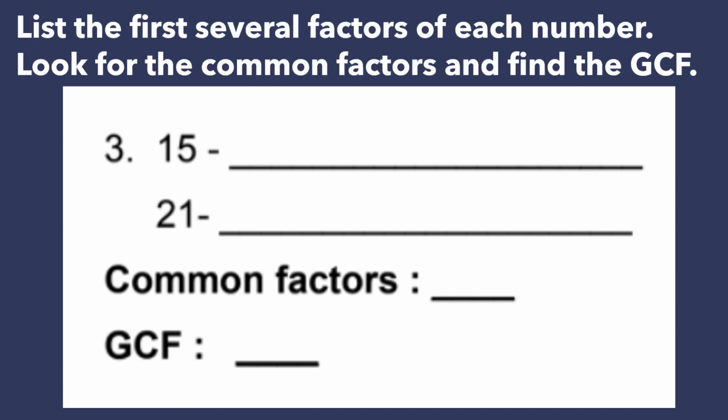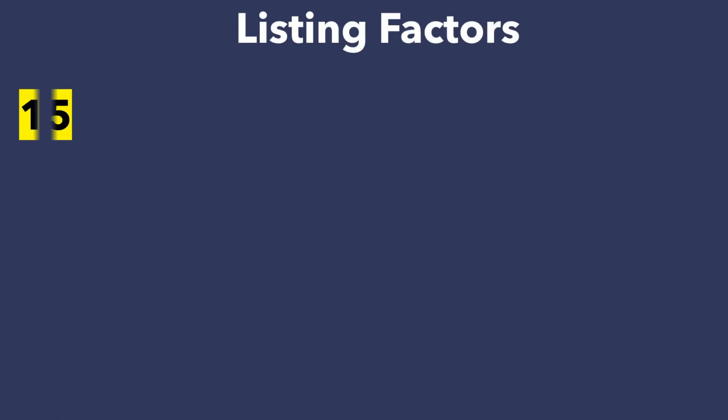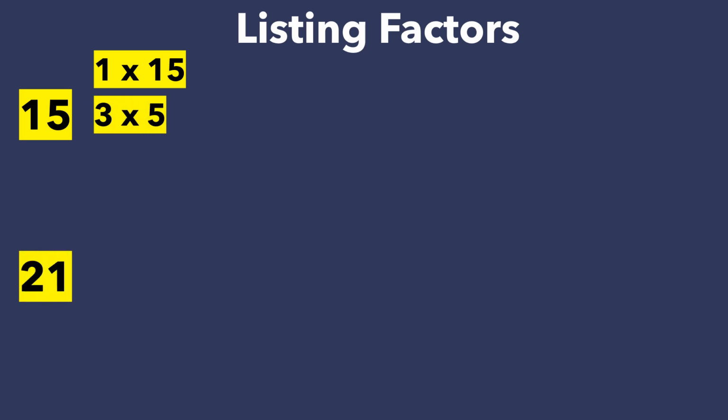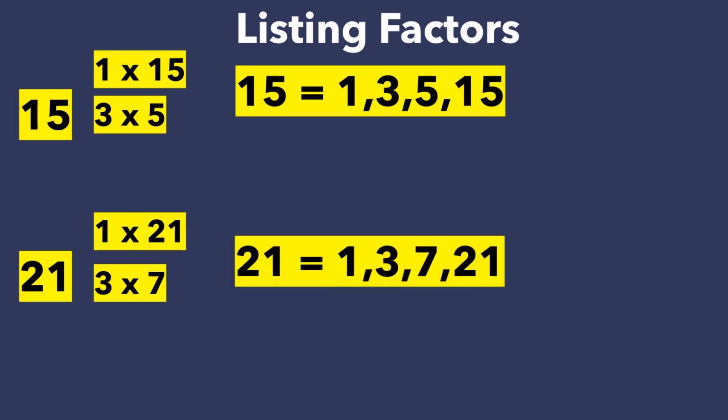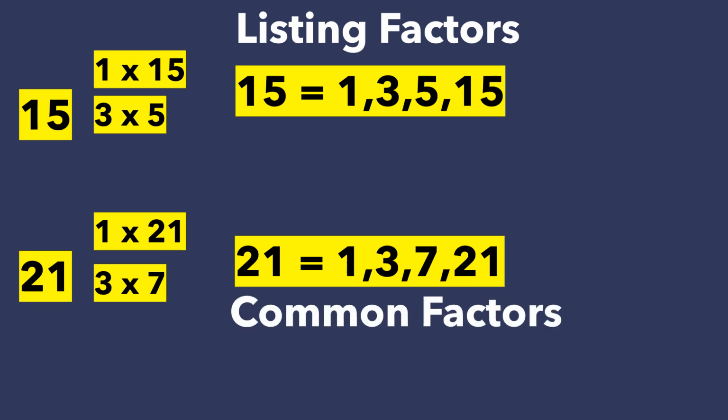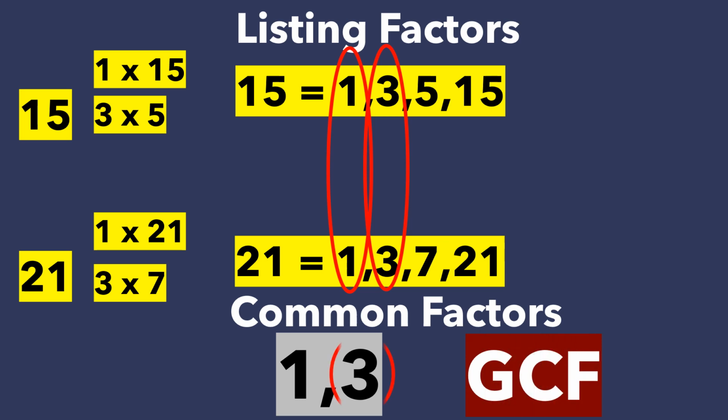Another number, number 3, 15 and 21. For 15, listing the factors, we have 1 times 15, 3 times 5. For 21, 1 times 21, 3 times 7. So 1, 3, 5, and 15 are the factors of 15, while for 21 they are 1, 3, 7, and 21. Now, the common factors here are 1 and 3. The greatest common factor is equal to 3.